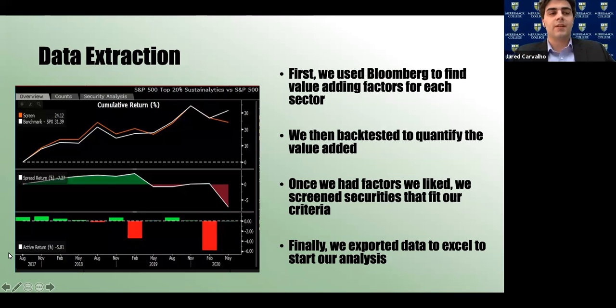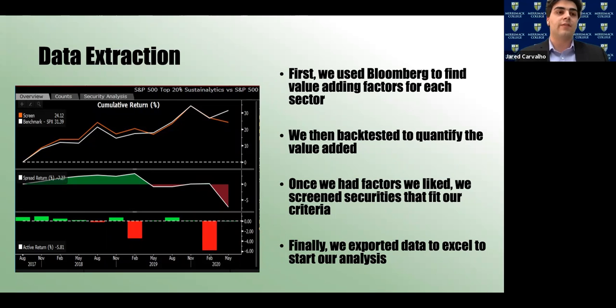Thank you, Kirill. So the way that we went about our research and getting our data was first we used Bloomberg to find value-adding factors for each sector. So this was using the factors to watch function and sorting data by 5-year return as we were looking at a 3-year period. And this was the closest that we could get. We then backtested each of these results to quantify the value added.